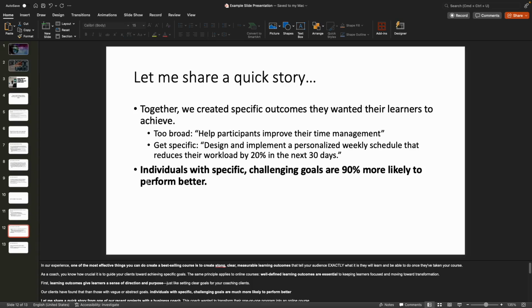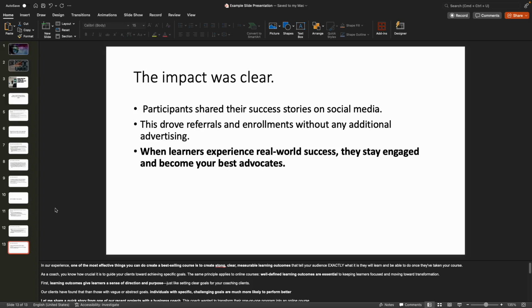I also bolded individuals with specific challenging goals are 90% more likely to perform better because that's the key point I want folks to focus on. And I did the same thing here on the impact slide. I chopped out all the extraneous words, tried to get that down to 7 words per bullet. There's a few more in a few cases here, but this final point, when learners experience real-world success, they stay engaged and become your best advocates. That's the key point that I want folks to focus on in this slide, so I did keep that sentence intact.